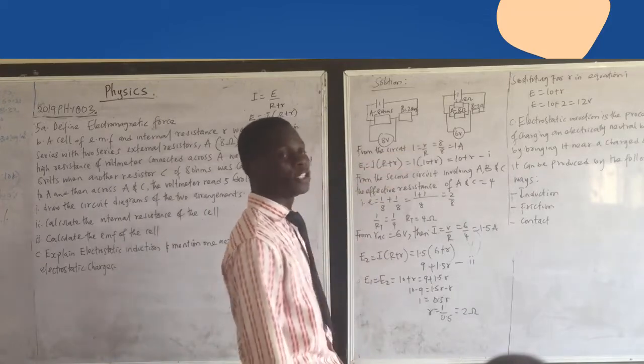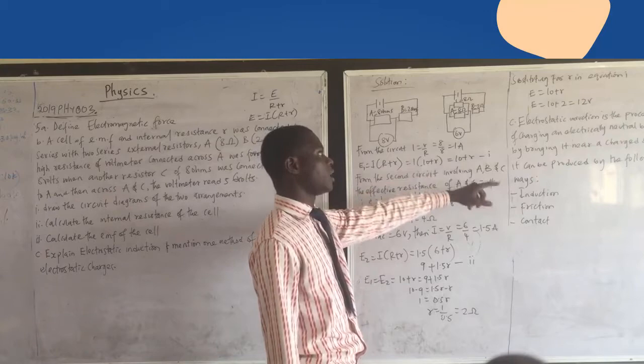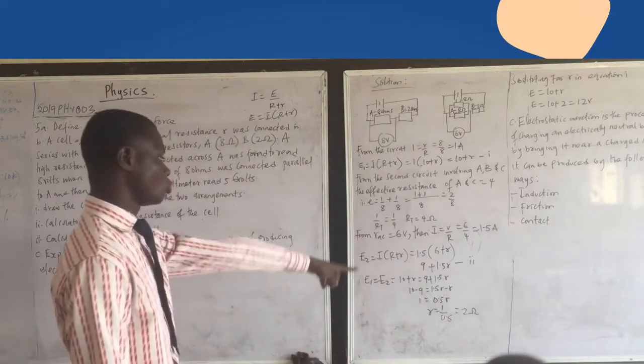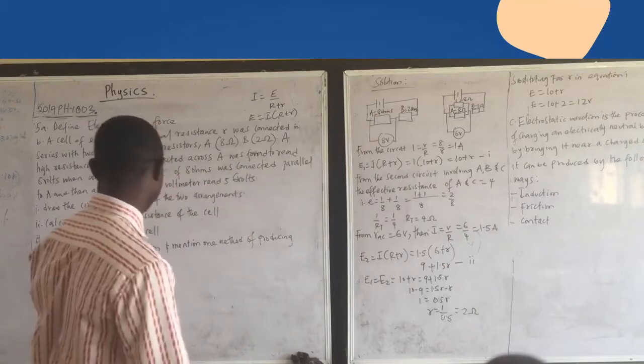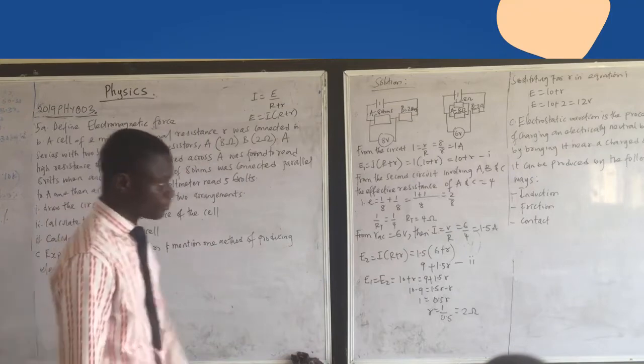So substituting R in equation 1. Equation 1 is always telling us that E is equal to 10 plus R. So 10 plus R, R is 2. 10 plus 2, that is 12 volts. So that is the EMF, electromotive force of the cell.